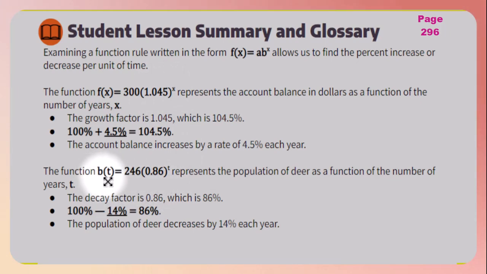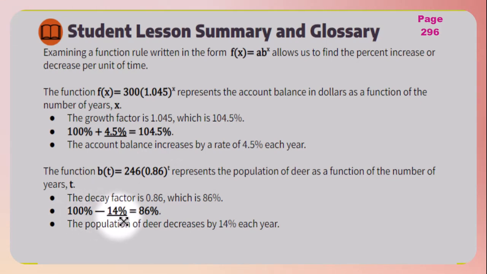Now we have another function. Our initial amount is 246. Now this number is less than 1, so this is going to represent decay. So the deer population is going to be decreasing each year. The decay factor is 86% or 86 hundredths.